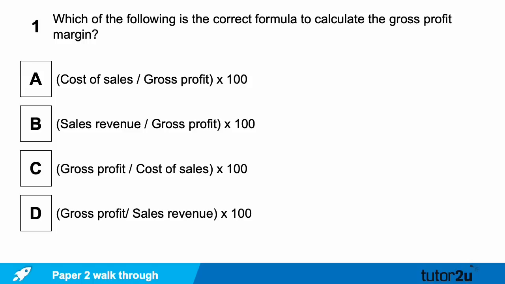Let's take a look at the answer, and it is D. The gross profit margin is calculated by gross profit over sales revenue times 100. An important formula to remember, because this calculation is mentioned in the advanced information, not only under the specification content, but also under the quantitative skills in business section of the advanced information.